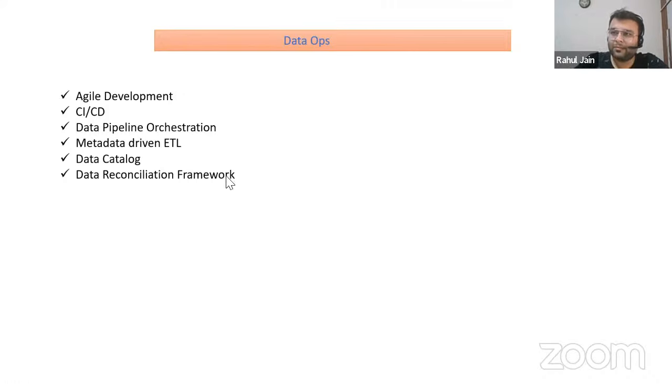And then data catalog, I already mentioned. You need some kind of elastic search mechanism so that you can search your data in more natural language, right, and get the objects which you are interested in.